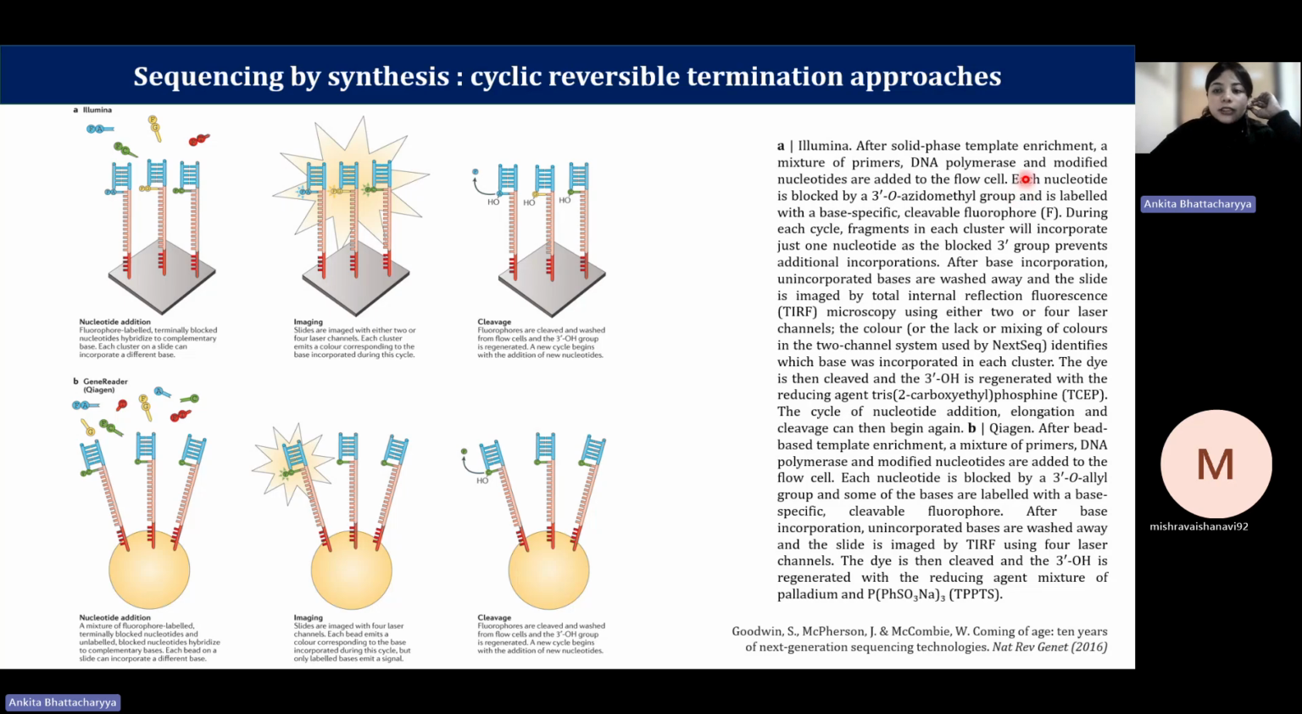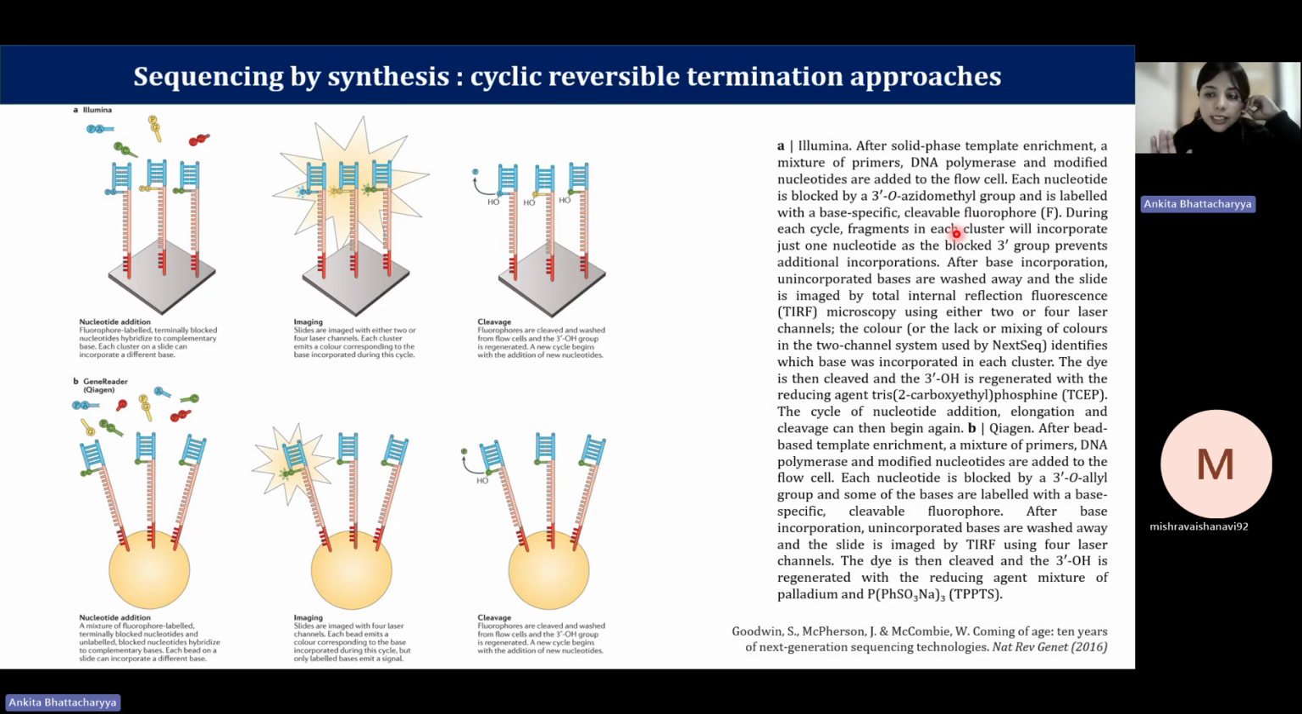But basically what happens here is that the nucleotide has a blocking moiety, which I mentioned, the 3' O-azidomethyl group, and it has a cleavable fluorophore. So in each round of incorporation, the fragments present in each cluster will incorporate just one nucleotide because the 3' end is blocked. Once incorporation has occurred, all the other bases will be washed away and the slide will be imaged by TIRF microscopy.